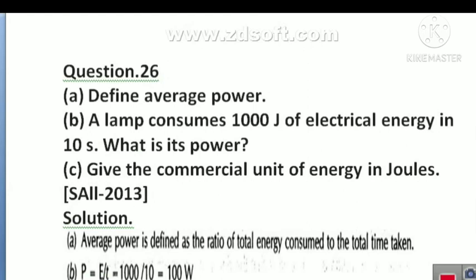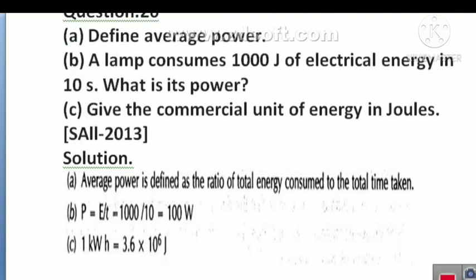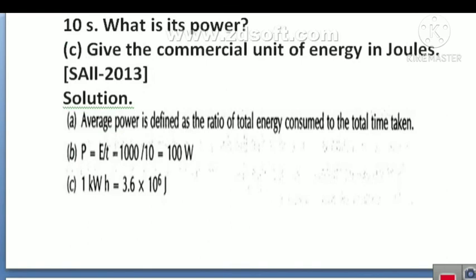Define average power. A lamp consumes 1000 joule of electrical energy in 10 seconds. What is its power? Give the commercial unit of energy in joules. Average power is defined as the ratio of total energy consumed to the total time taken, and the formula to calculate power is E by T. By taking these values, 1000 by 10, we get power equal to 100 watt. And as you know, the relation between the kilowatt hour, the commercial unit of energy, and joule is 3.6 into 10 raised to 6.